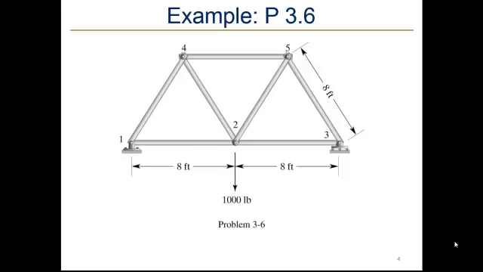Hello, we're going to be doing an example, problem 3.6 from the textbook. And so this is the setup. We have a span here that's 16 feet wide with a fixed point on the left-hand side and a rolling point at node 3. Each length is 8 feet. And we're going to put this into ANSYS, analyze it.